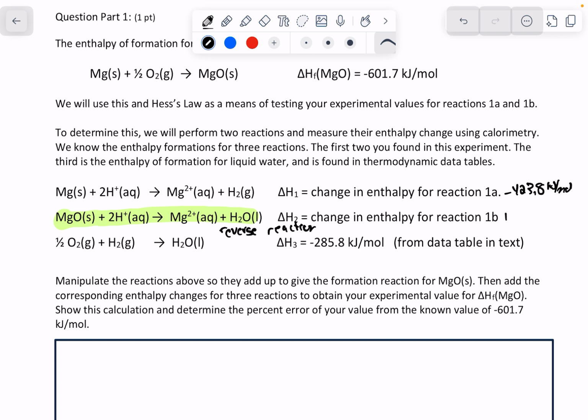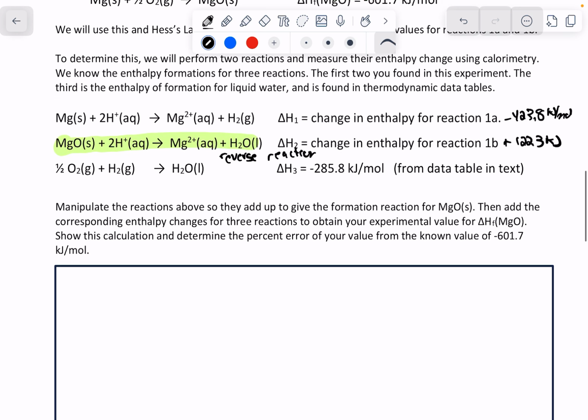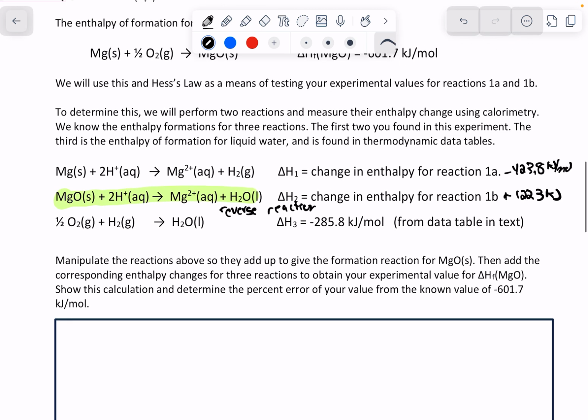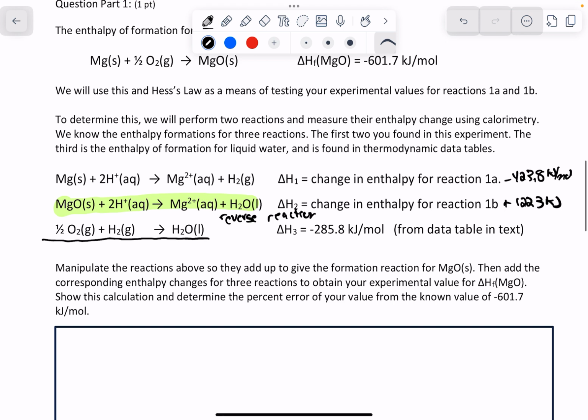So this should be a positive 122.3 kilojoules. And so if we add this up, what we're going to do is take those three reactions here and add them up, and it should hopefully add up to this reaction here. So here we go. It's going to be Mg. I'm going to just drop the solids plus 2H plus. Yeah, so we got to reverse that.